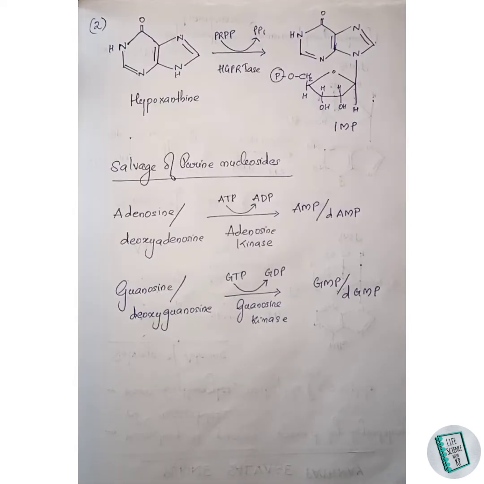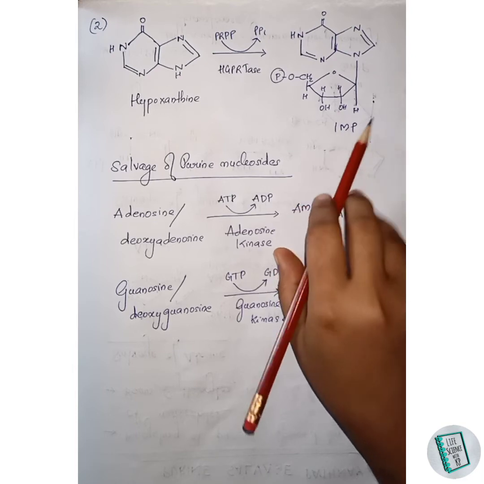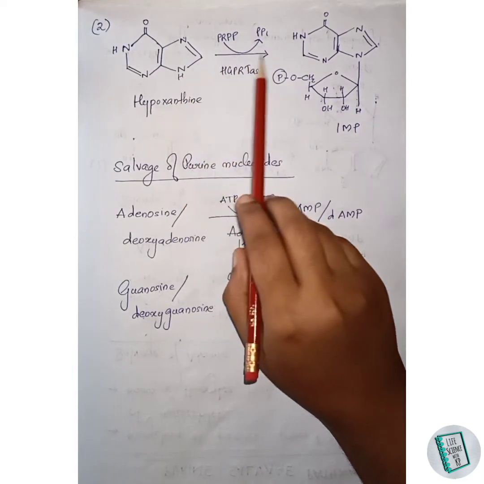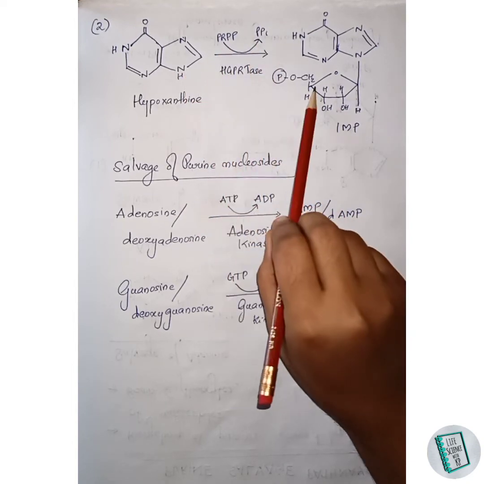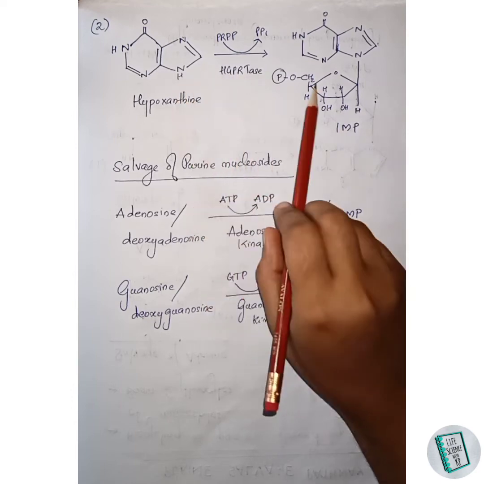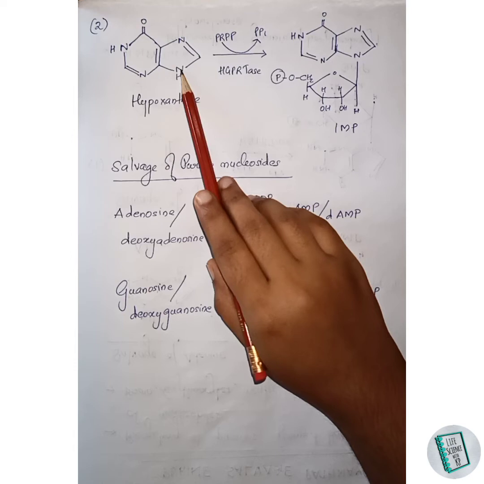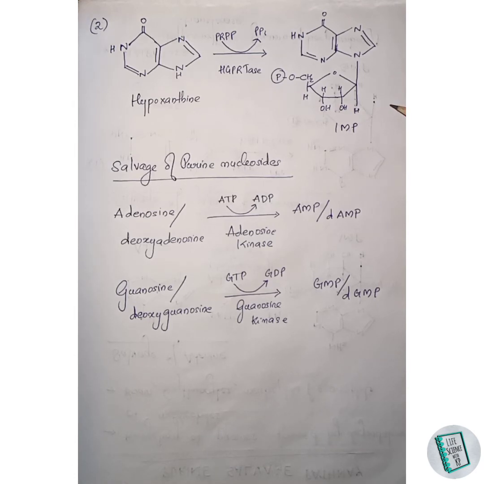Now hypoxanthine. Hypoxanthine also undergoes the same reaction and converts to IMP, or inosine monophosphate. Here this PRPP comes and cleaves its pyrophosphate group and donates its ribose 5-phosphate to hypoxanthine and forms IMP. So this first carbon joins with its nitrogen and forms IMP here. So this is the reaction, or salvage, of hypoxanthine to IMP.